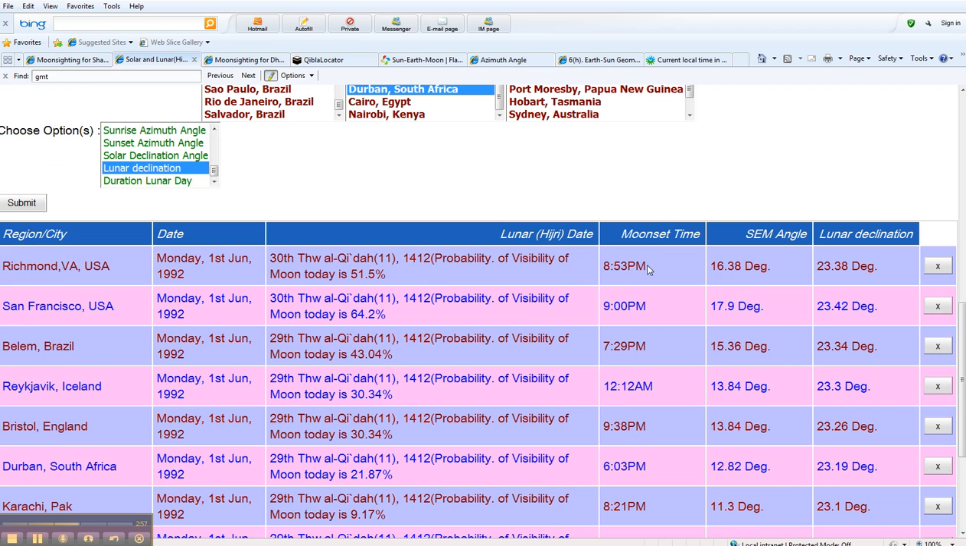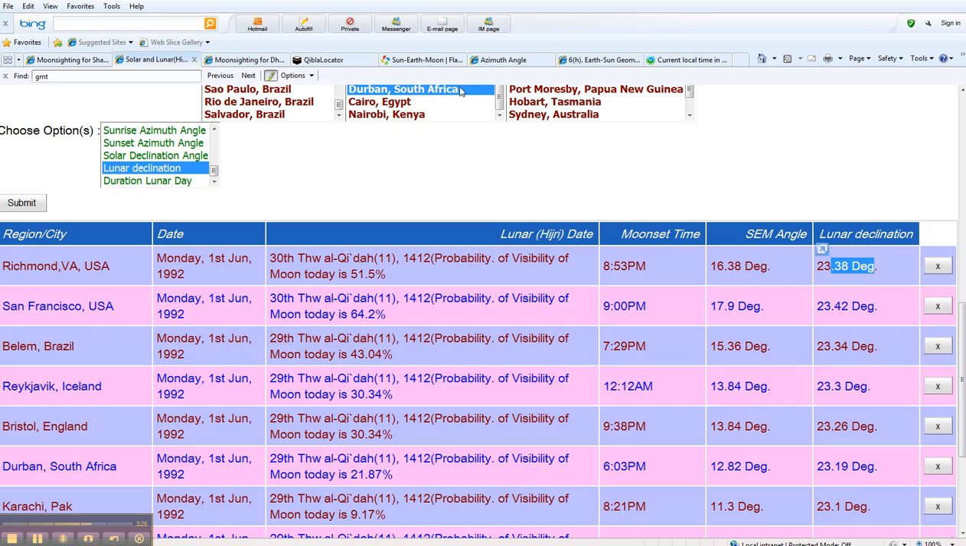And the moonset timing is also very important, because the SEM angle is calculated at the moonset timing, because that is the time when the SEM angle is the highest of the day, and that's the reason the probability of visibility of the moon is highest at the moonset time for that particular day. Here I will explain the lunar declination.